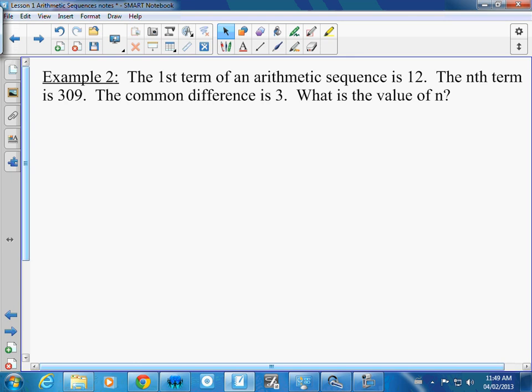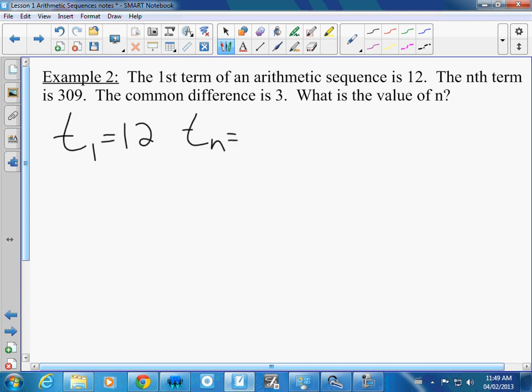Basic example. First term of an arithmetic sequence is what? Okay, so what do we know? T1. If you know that right away, you should write it down immediately. Then you'll make fewer mistakes because you already know that. The nth term, we don't know what number it is. Somewhere way out in the wild blue yonder, that term is 309. We don't know what n is yet. The common difference is 3, so what's D?